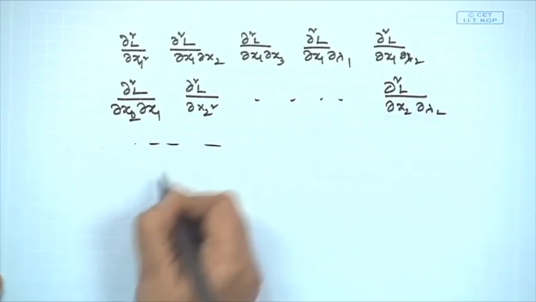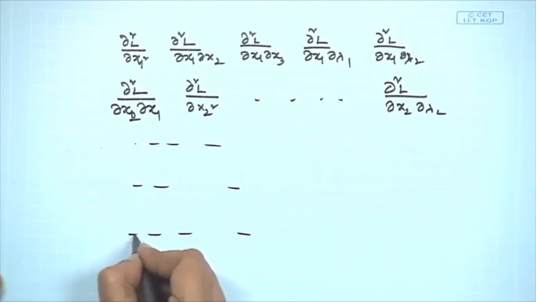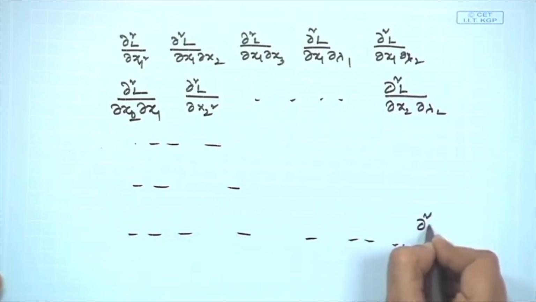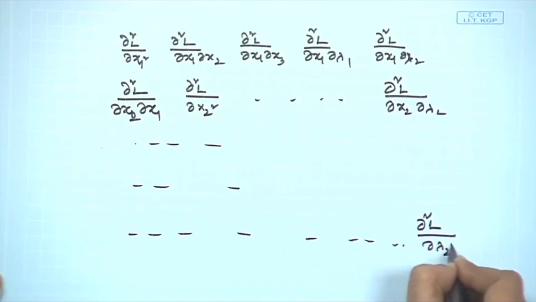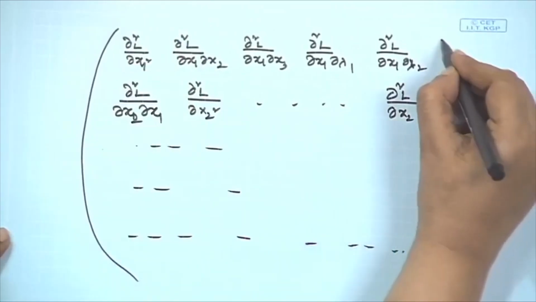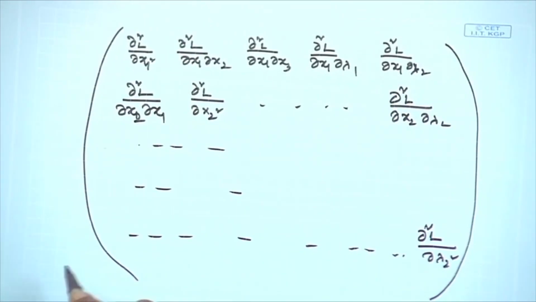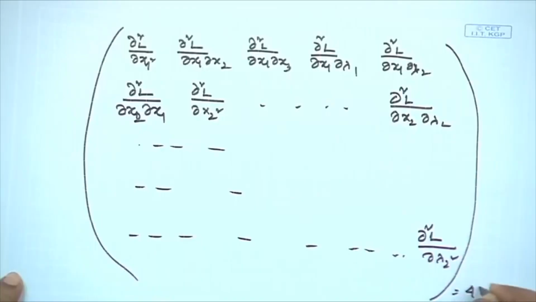There will be 5 rows, and the third row, the last element would be del 2L by del lambda 2 square. If you just find out this matrix, that is the Hessian matrix for you. If you can find out this matrix, is it a positive definite matrix? If it is, for this case, you will have the positive definite matrix, then we can declare that this value you will get as 460 actually.